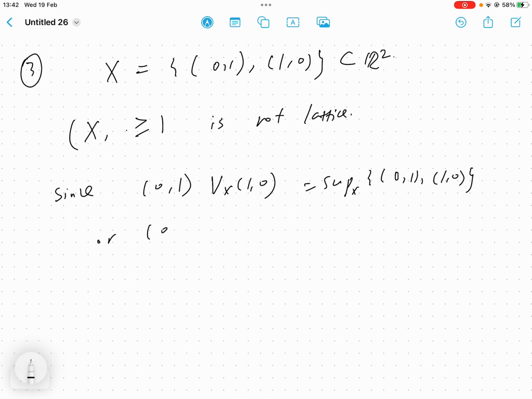Or it's going to be inf, right? Does not exist. Okay, good.